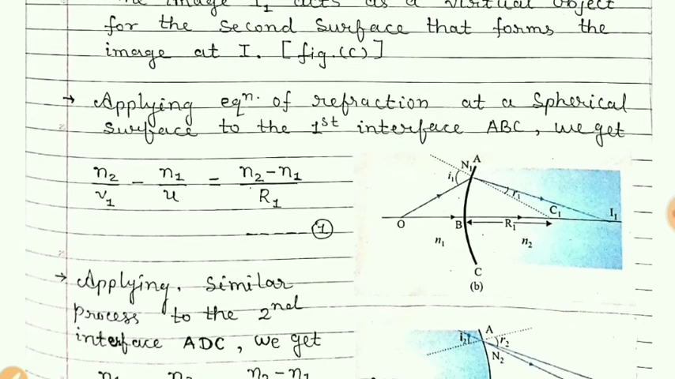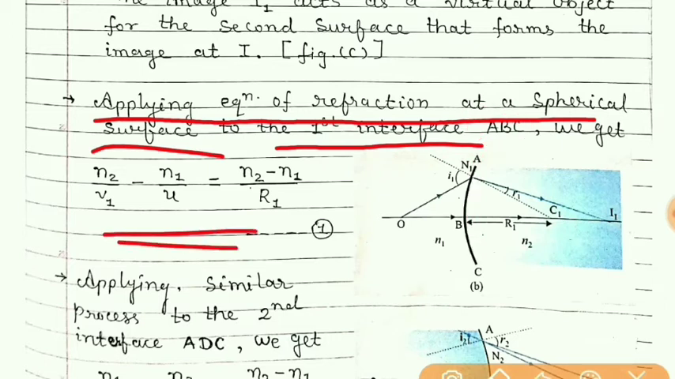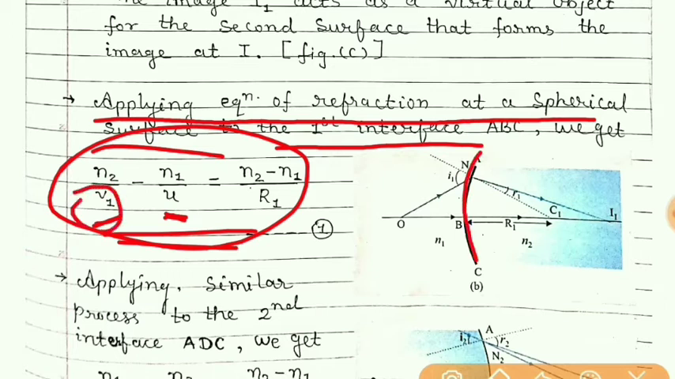So now considering the first surface, applying refraction at a spherical surface to the first interface, that is ABC, we get, see, this is the formula which we have already obtained. So object distance, image distance, we have taken V1 because it is due to the first surface, so that is V1, and n2 minus n1 upon r1.